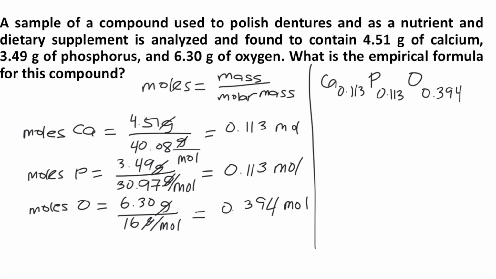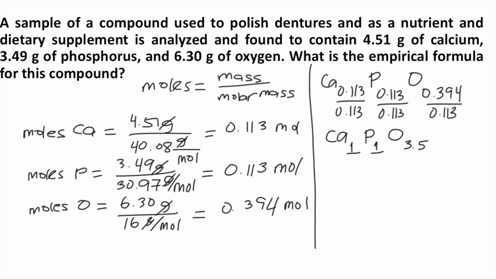So what you're going to do with that is you will divide all the subscripts by that smallest number. So you divide everything with 0.113. So calcium would now be subscript 1. Phosphorus will also be subscript 1. And oxygen, we have 0.394 divided by 0.113. That is approximately 3.5. Some students would round this to 4, but that would be a mistake.